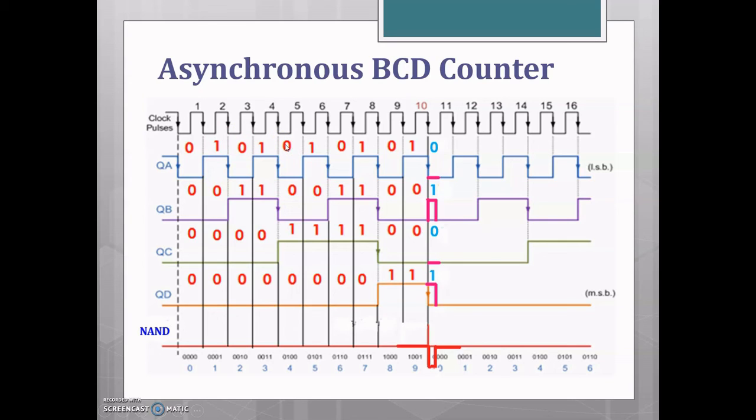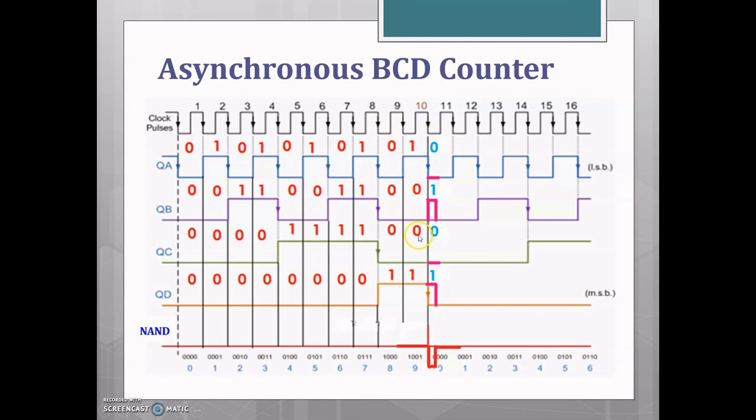This occurs, right? And for the B flip-flop, QA is acting as a clock. Similarly, for C, QB is acting as a clock. And for the D flip-flop, QC is acting as a clock. The procedure is the same as that of your asynchronous up counter. The difference occurs only at this point.